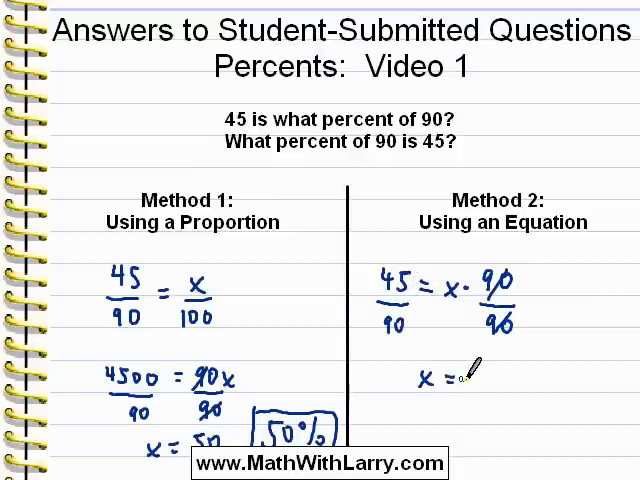Now we have to be careful. This is not our answer. This is the answer as a decimal. Recall that to convert a decimal to a percent, we have to multiply it by 100, or equivalently, move the decimal 2 places to the right. So our answer to the question is 50% using this method.